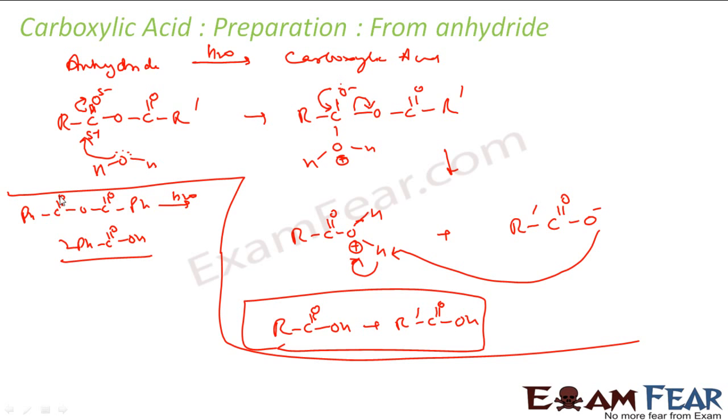Right? Maybe this is benzoic anhydride, I don't know. Or suppose I have this compound, this is benzoic ethanoic anhydride actually. Here also if you do hydrolysis, what you get is this one plus CH3COOH. This is what you get, correct? This is my benzoic acid, this is my ethanoic acid.